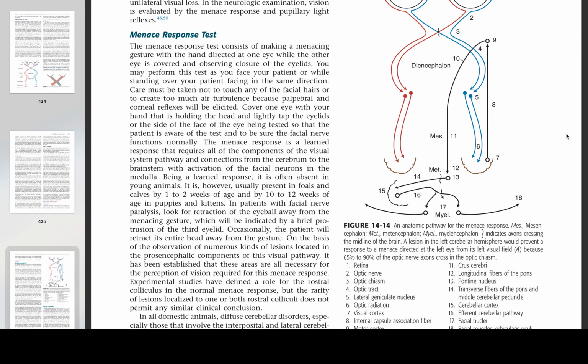In the horse and the dog, we have observed a unilateral loss of the menace response in patients with a large unilateral cerebellar lesion on the same side as the menace deficit. This loss may be explained by the crossing that occurs from the cerebrum to the cerebellum at the pontine nucleus. See Figure 14-14.